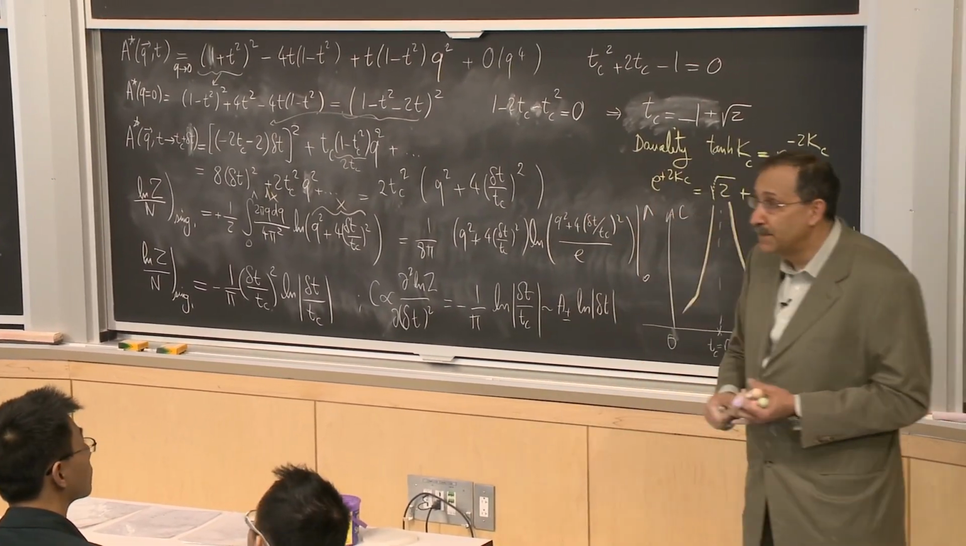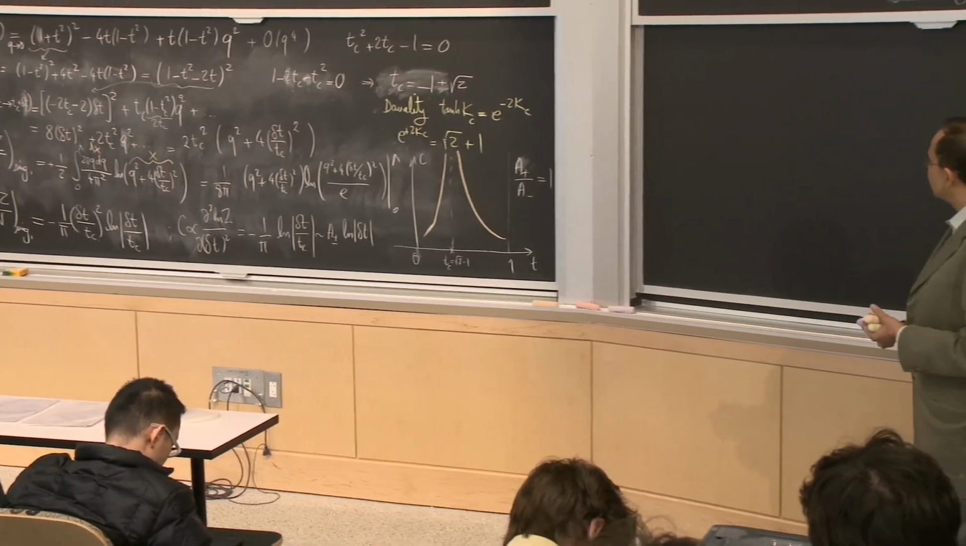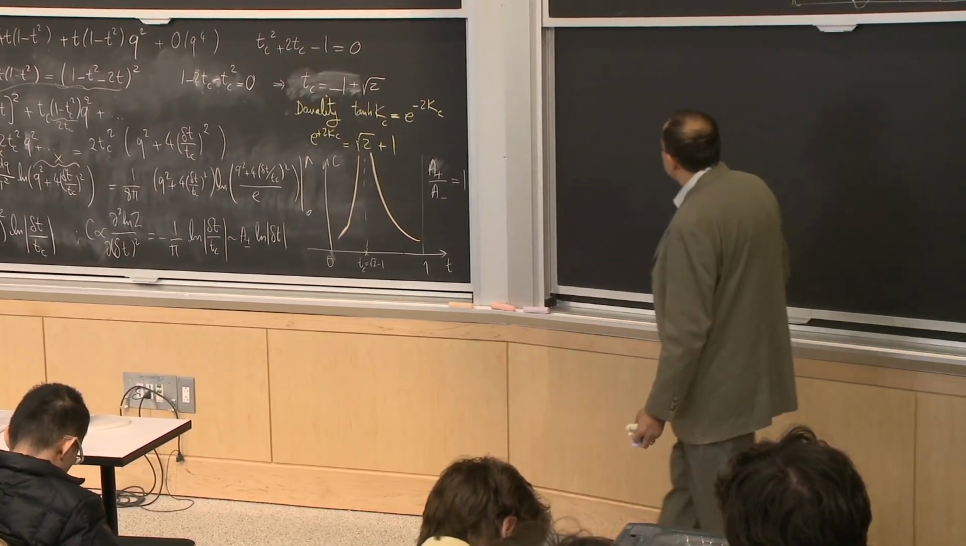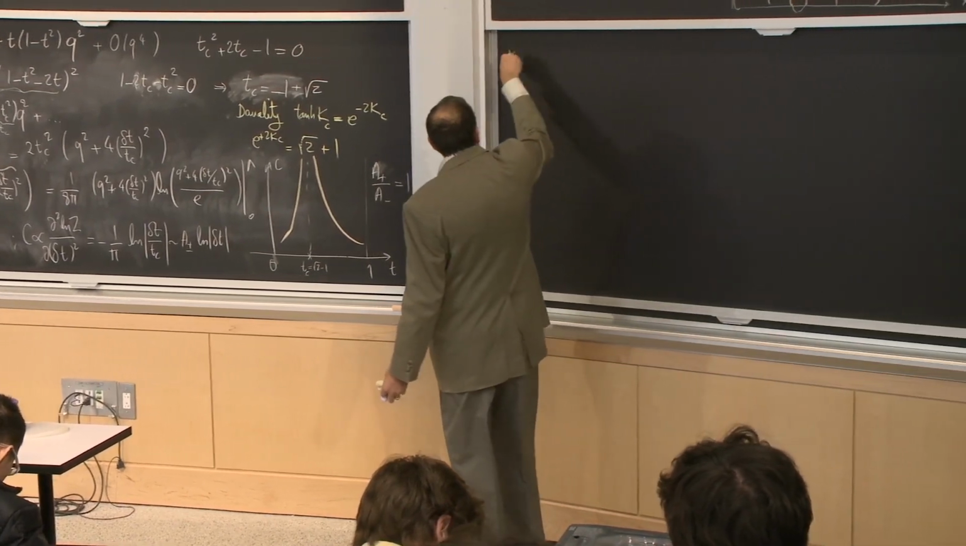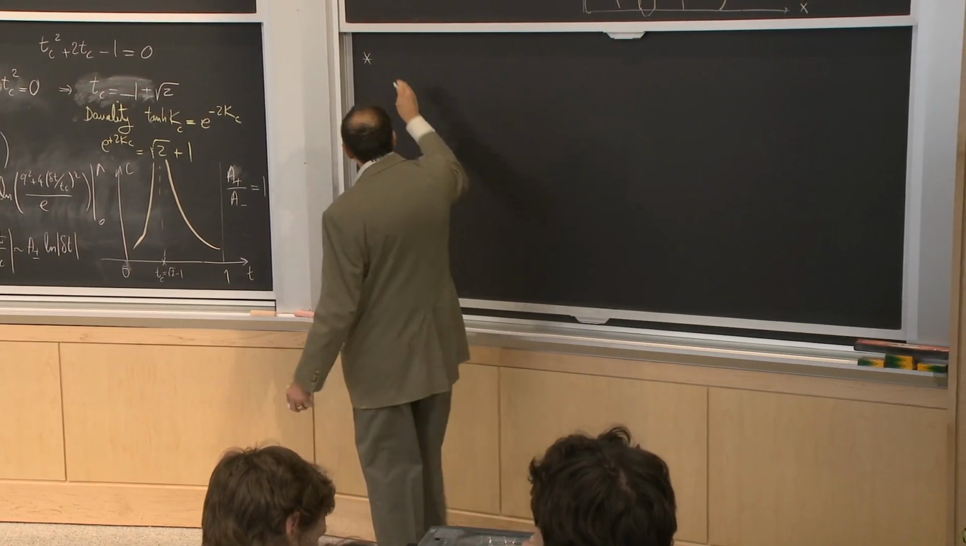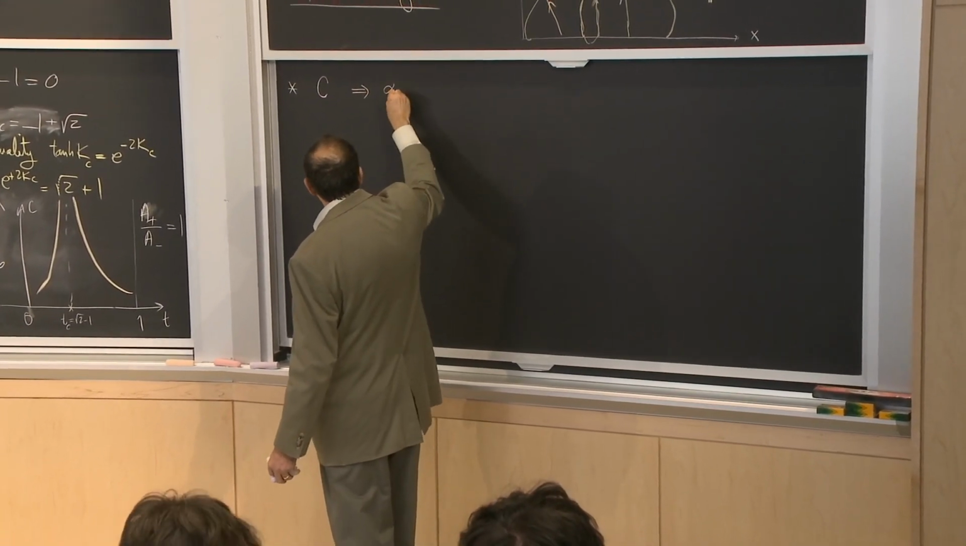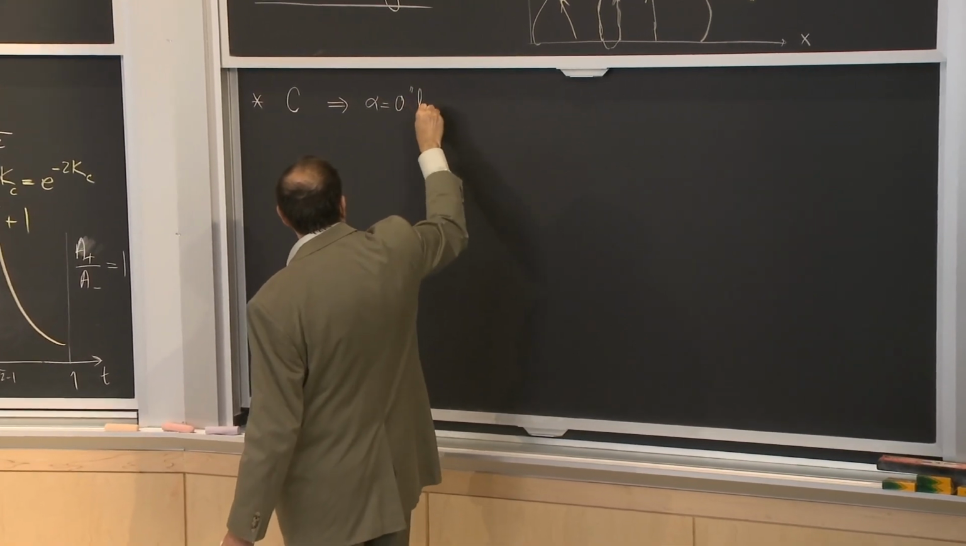Okay? Let's see. What else is known about this model? So I said that the specific heat singularity is known. So we have this alpha, which is 0, log.